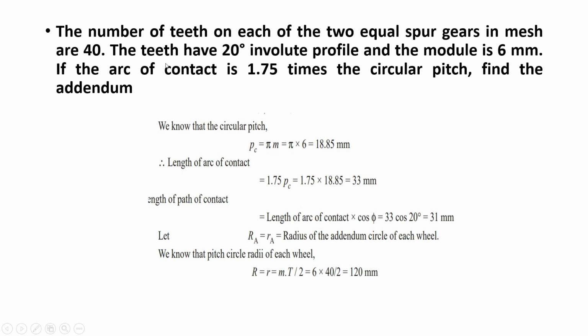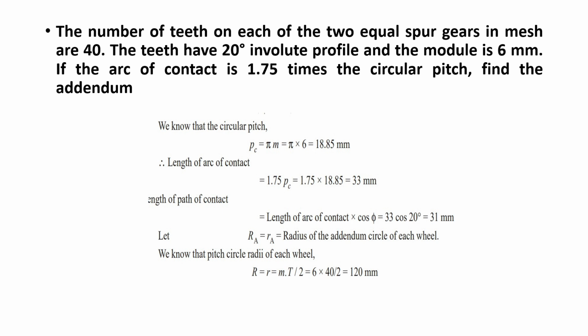The number of teeth on two spur gears is 14, the teeth have a 20 degree involute profile, and the module is given as 6 mm. If the arc of contact is 1.75 times the circular pitch, find the addendum. Circular pitch is equal to pi times m, and the length of arc of contact is 1.75 pc, which is 33 mm. Length of path of contact is equal to the length of arc of contact times cos phi, so 33 cos 20.